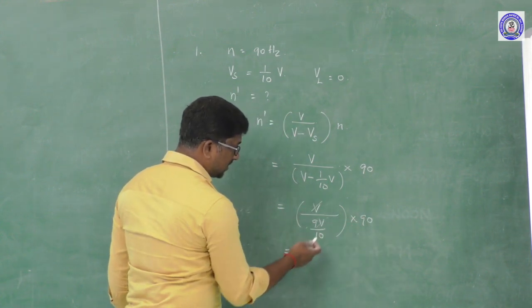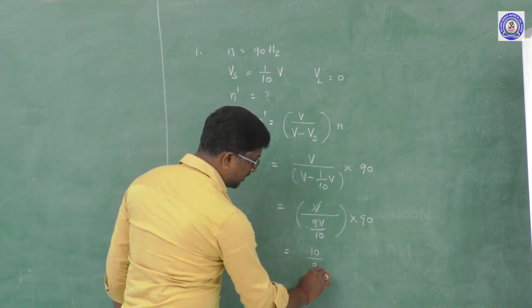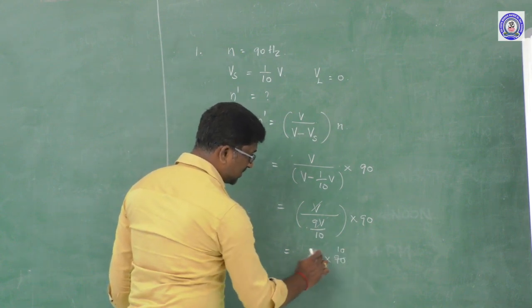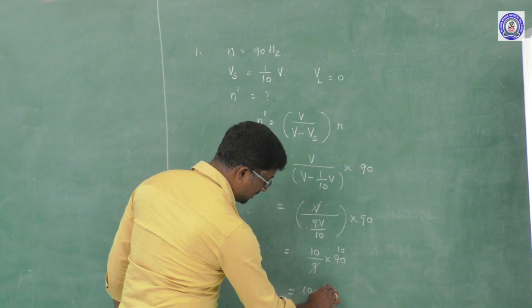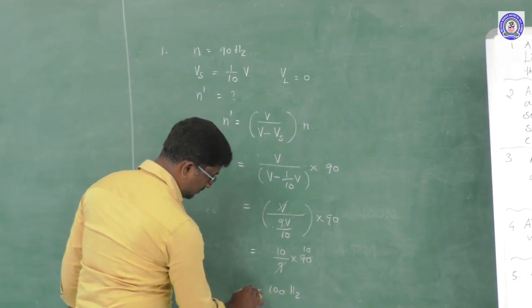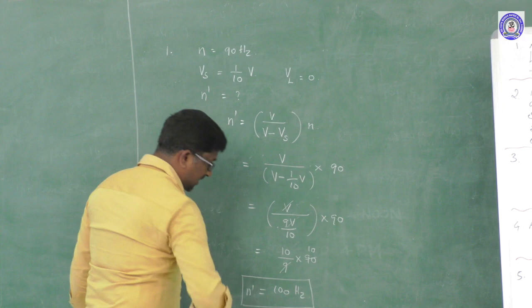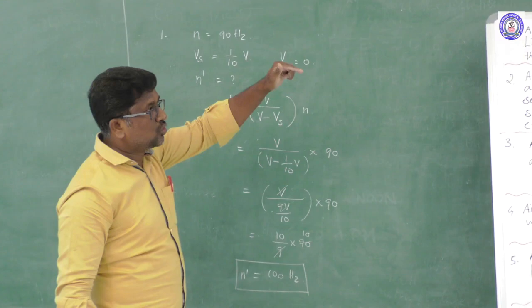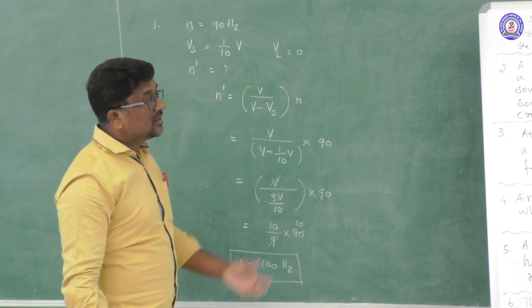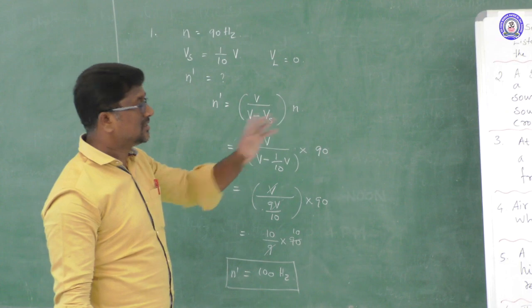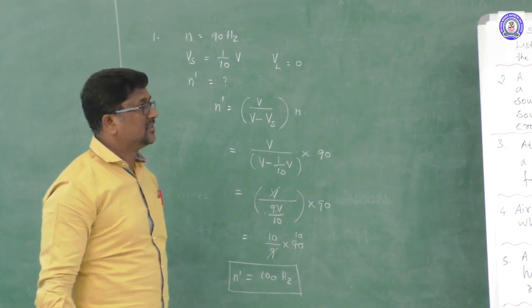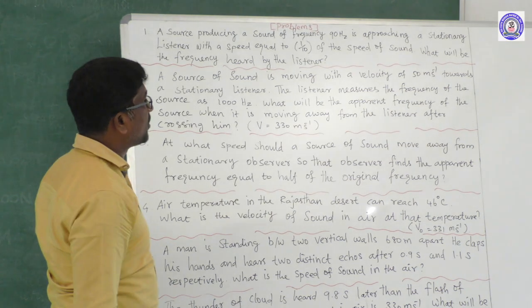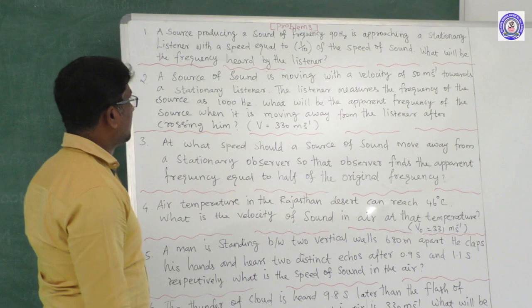V cancels, and 10 goes to the numerator. So 10 divided by 9 into 90, that is 10 times 10, 100. The original frequency of the sound wave emitted by the source is 90 Hz. When the source moves towards the stationary observer, the frequency of the sound wave heard by the listener becomes 100 Hz.